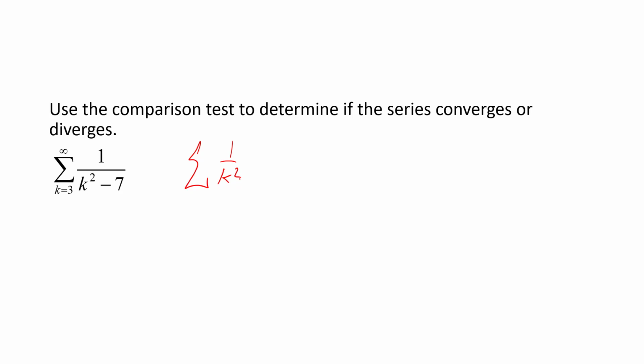But we're having a little bit of a difficulty here. This is one of the cases where the comparison test makes things more difficult, because we have the minus 7. The k squared minus 7 is less than k squared. And so when we flip it, we get 1 over k squared minus 7 is bigger than 1 over k squared. And that's not good, right? So we need our terms to be smaller than the terms of a series that converges, if we think it converges. And what we've just shown is that the terms are bigger.